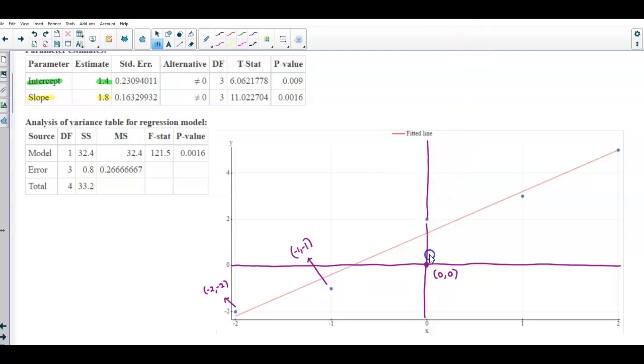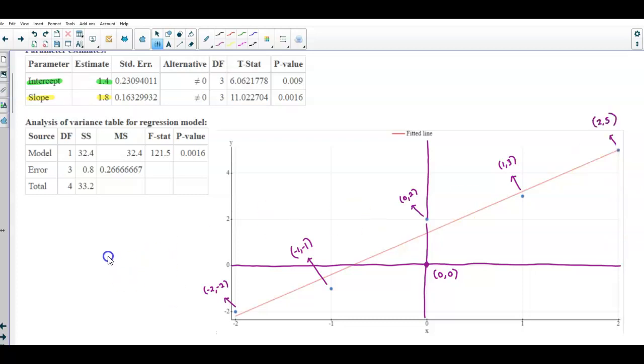Okay, this next point over here, if this is 0 and then we're going to go up 2, therefore this point is going to represent (0, 2). If we take a look at this point here, if we move to the right 1 unit and then up 3, that means that point represents (1, 3). And then this last point up here, if we move to the right 2 units, and then up 5, therefore this point represents (2, 5).